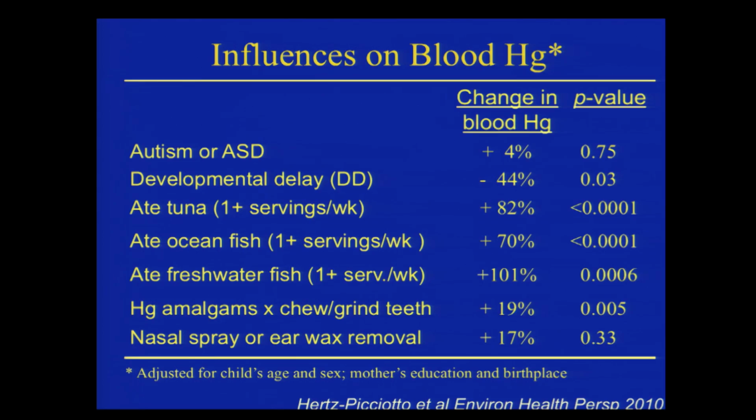Very strong contribution, as you can see, from all three types of fish, which we got detailed information on. Also, children who had mercury amalgams, and these were young kids, 2 to 5 years of age. A lot of them haven't had that much dental problems yet, but those who had the amalgams and also either chewed gum or had a habit of grinding their teeth actually had higher levels of mercury. If they had either one of those alone, it didn't make a difference. But if they had both of those characteristics.